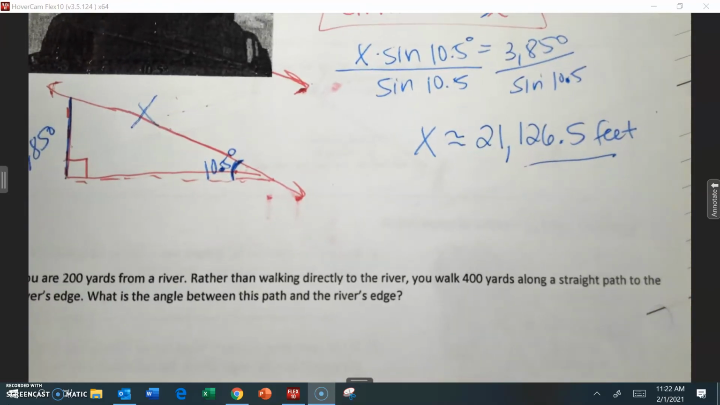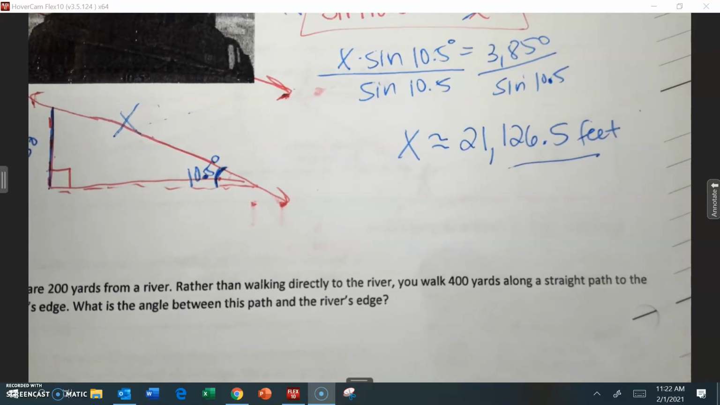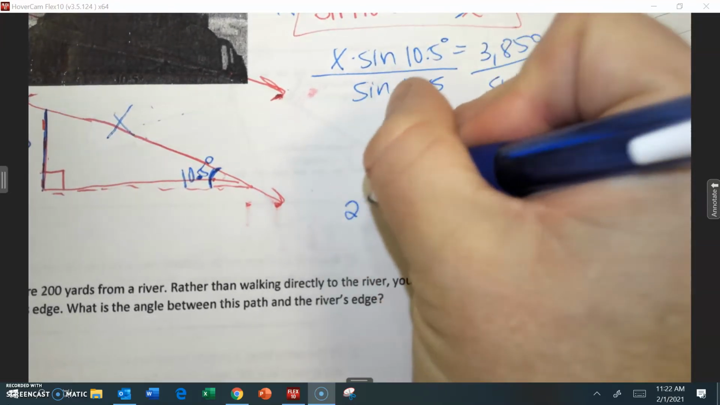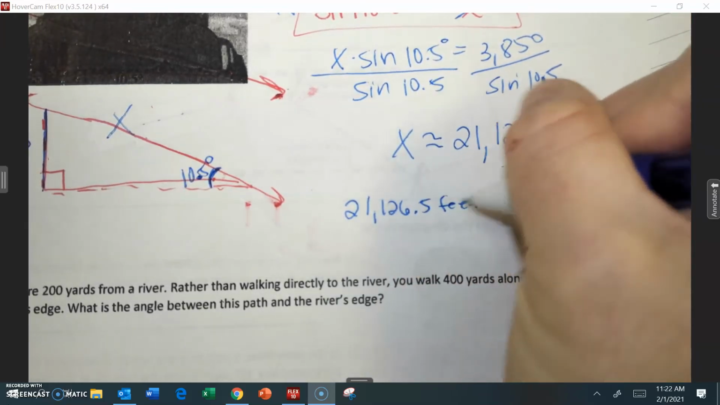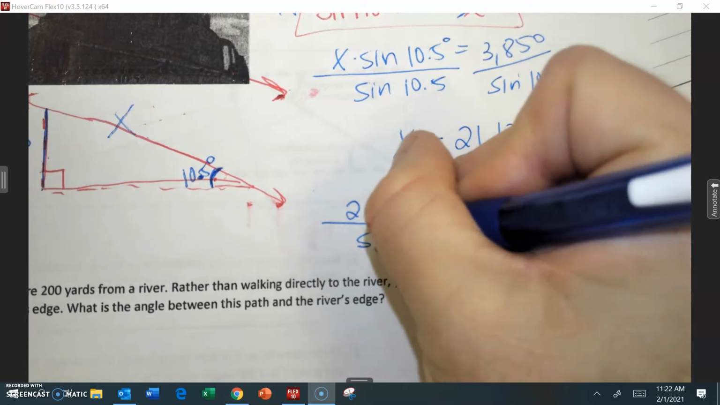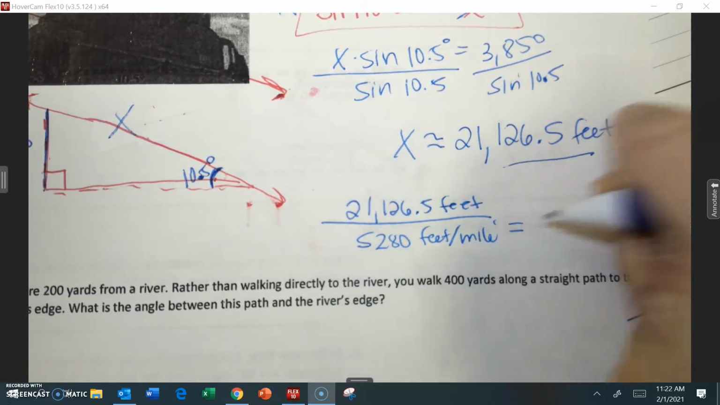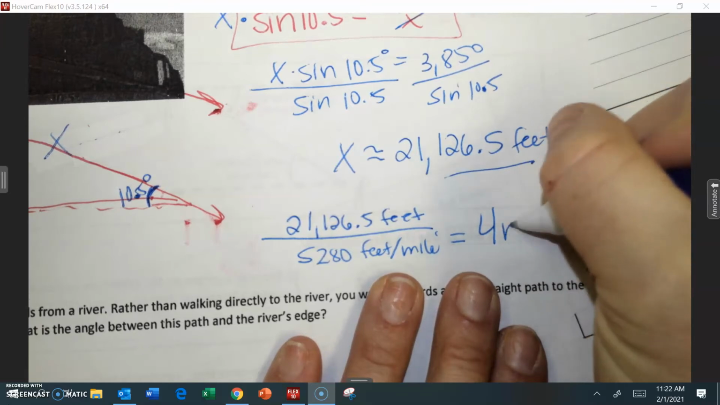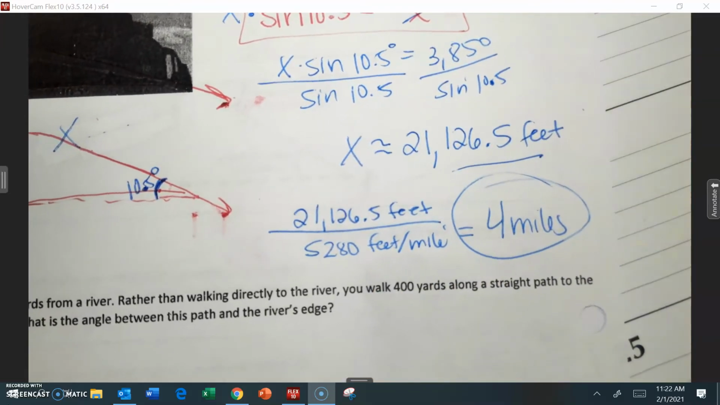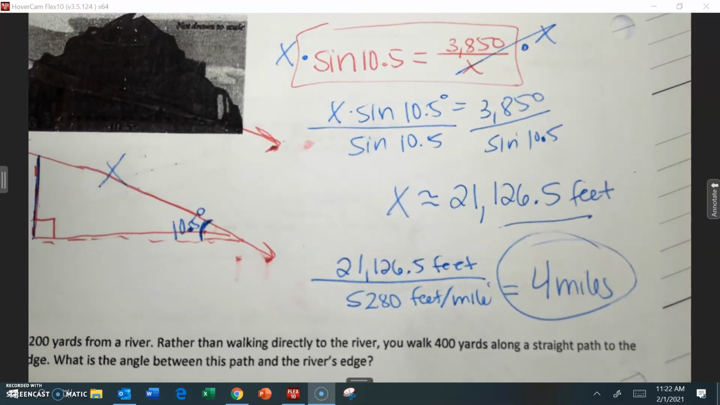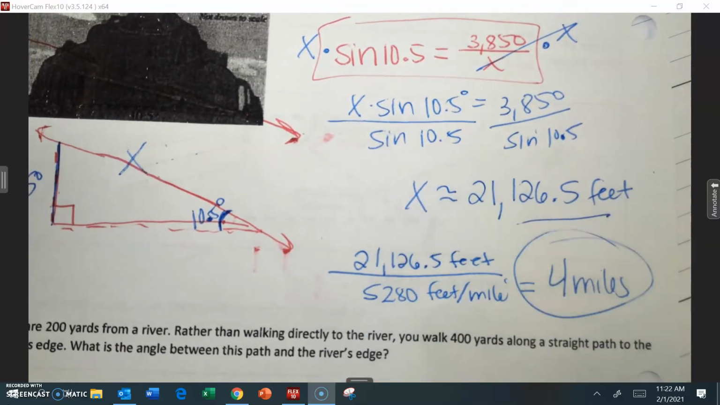So this is where we have to think back to our conversions. There are 5,280 feet per mile. So if we take our answer in feet and divide that by how many feet there are per mile, we will get about 4 miles. Okay? So once again, basic trig equations using your calculator. Just really read the questions so you know what they're asking.